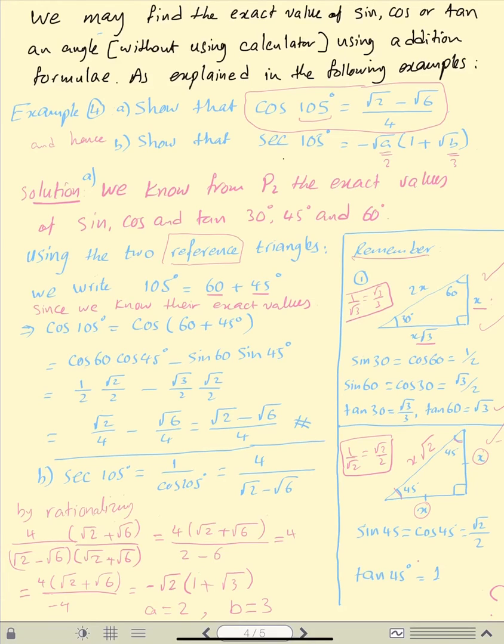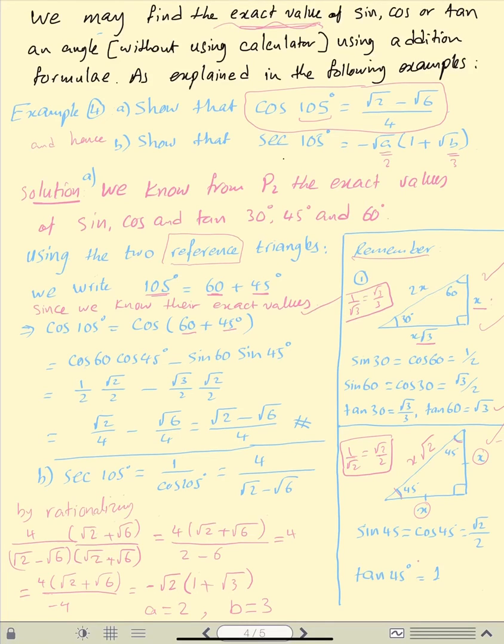Using these two triangles, we can find the exact values. This is the idea in these questions. So what do we do? We write 105 as the sum of two reference angles, 60 and 45, that we already know their exact values. Our main objective in this is finding the exact values, because we already know the exact values for these triangles.